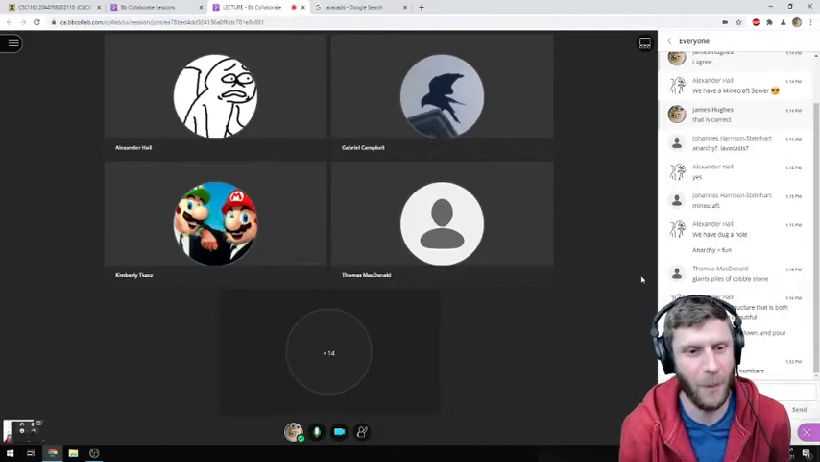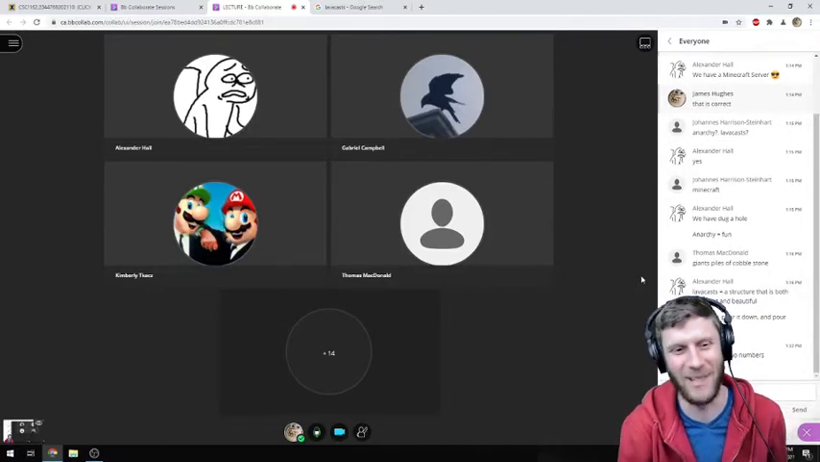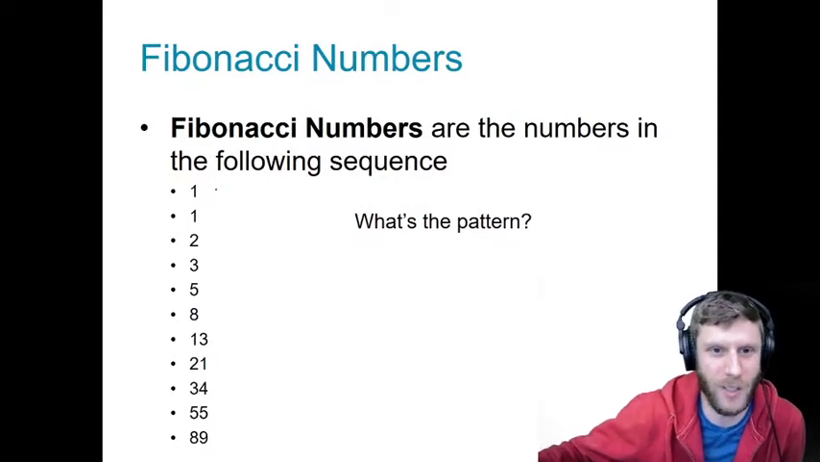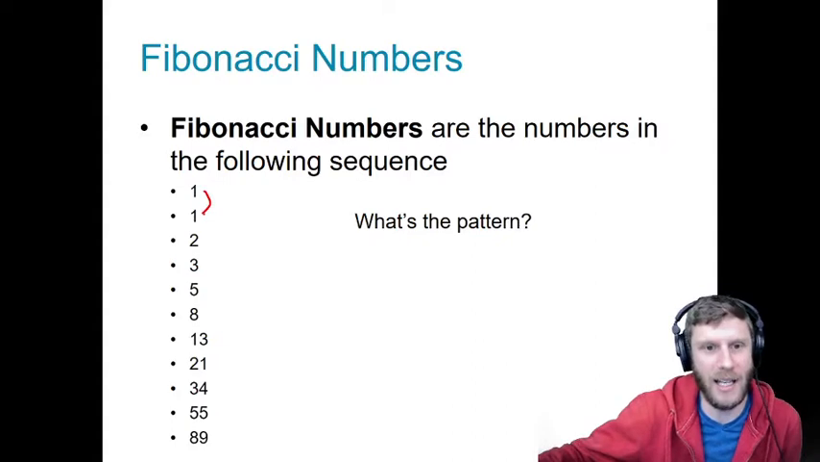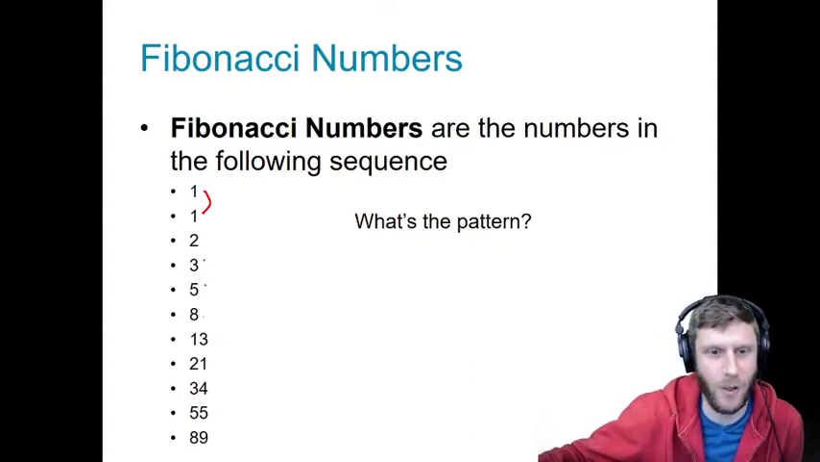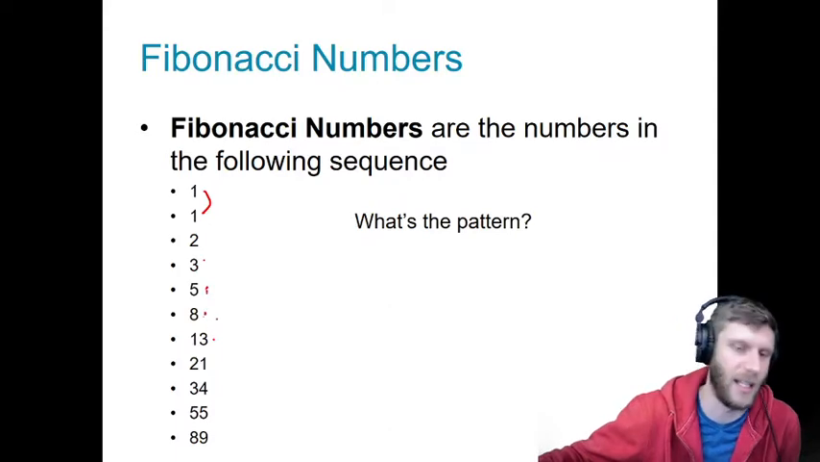It's the sum of the previous two numbers. Yeah, it's okay. I'm just teasing you. So 2 is 1 plus 1, right? 3 is 1 plus 2. 5 is 2 plus 3. 8 is 3 plus 5. 13 is 5 plus 8, and so on.